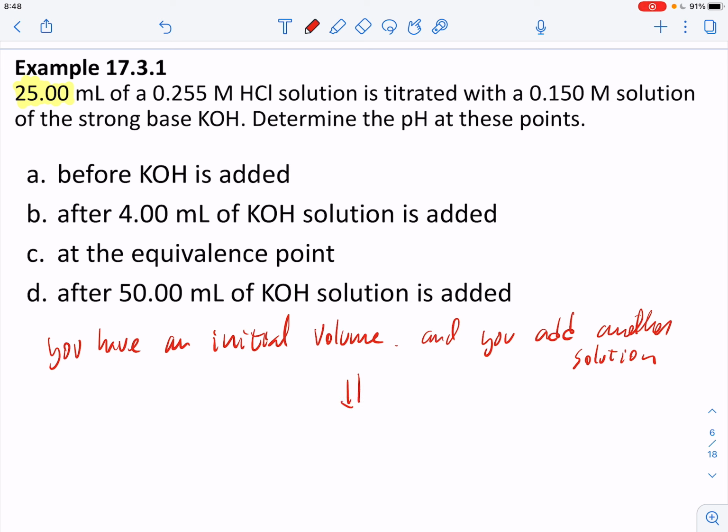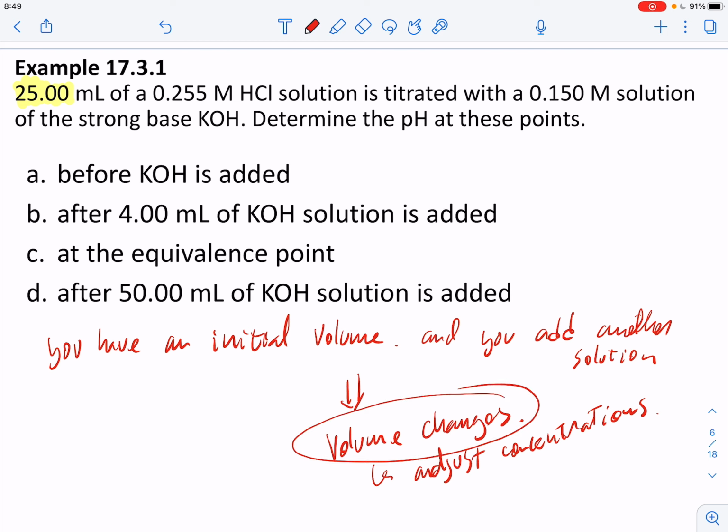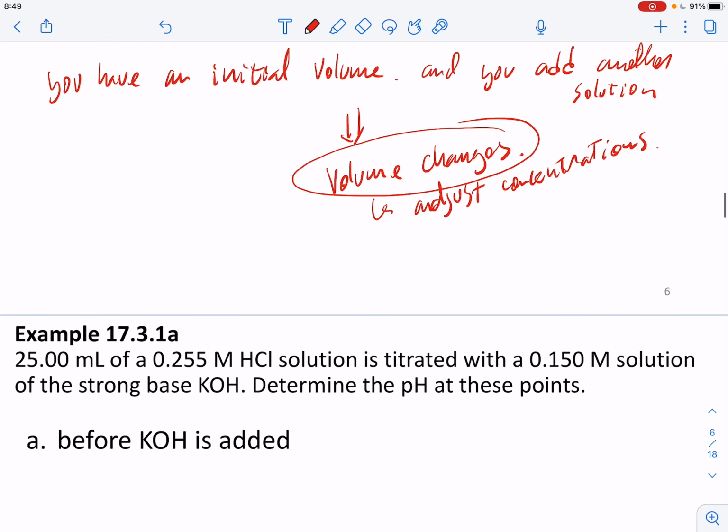Okay, therefore volume changes, and if the volume changes, you need to adjust concentrations, because it's not as simple as just to say you are diluting here. Okay, there is also a chemical reaction going on, but you have to consider how the volume changes when you are calculating your concentrations. All right, so let's start with A.